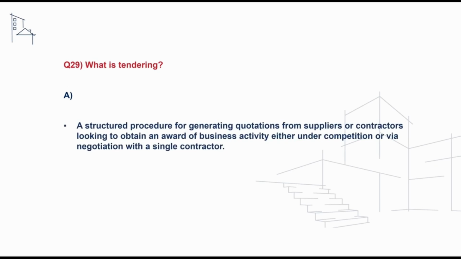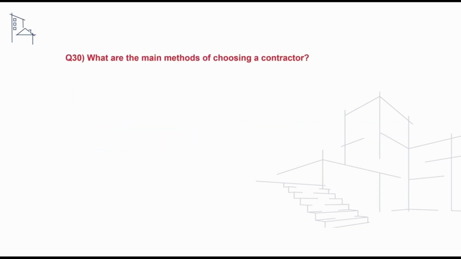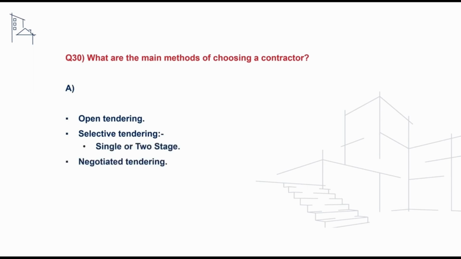And to address this, we can say that tendering is a structured procedure for generating quotations from suppliers or contractors looking to obtain an award of business activity, either under competition or via negotiation with a single contractor. A follow-on question we may receive is what are the main methods of choosing a contractor? And to address this, we can say that there is open tendering, selective tendering, including single or two-stage, there is negotiated tendering, and serial tendering.